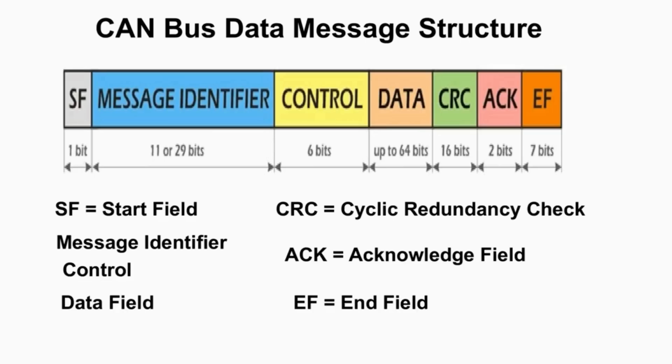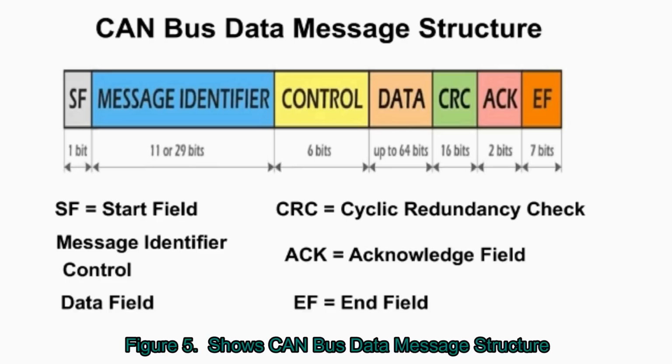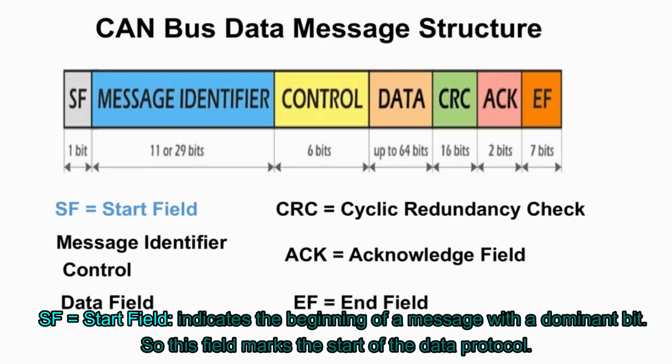CAN bus data message structure. Figure 5 shows the CAN bus data message structure. The basic structure of the message is the same for both standard and extended version. SF equals start field, which indicates the beginning of a message with a dominant bit. So this field marks the start of the data protocol.